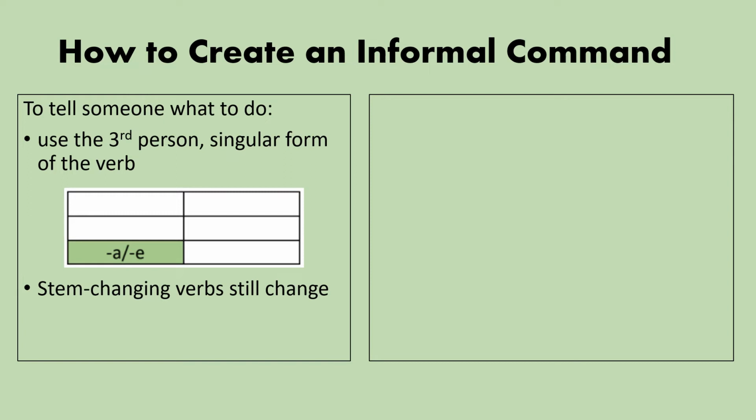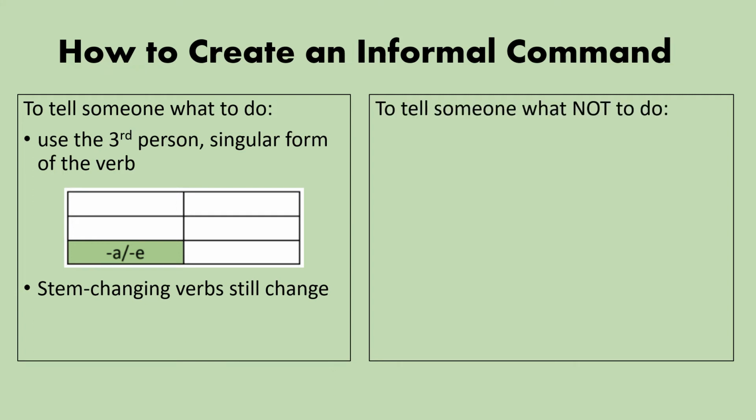Side note here, because stem changing verbs are in the L shape, that highlighted section of your chart is included. So that means that any verb that is a stem changing verb will still change when you create a command. So stem changing verbs still change. All right, so again, make sure you write all this down. To tell someone what to do, use the third person singular form of the verb. That's A or E. So it either ends with an A or an E, depending if it's an AR verb or if it's an ER or IR verb. And then again, stem changing verbs still change.